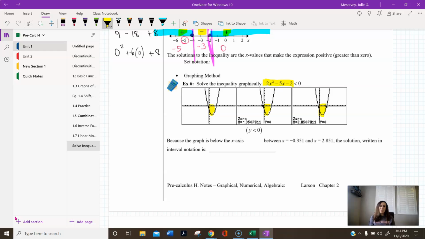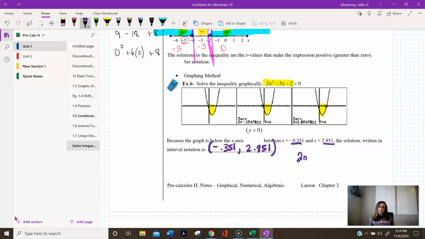And so you would look at the zeros, and the first 0 is a -0.351 right here. And the second 0 is a 2.851. So in interval notation, we're not going to include the zeros, and it would be -0.351 to 2.851. All right.